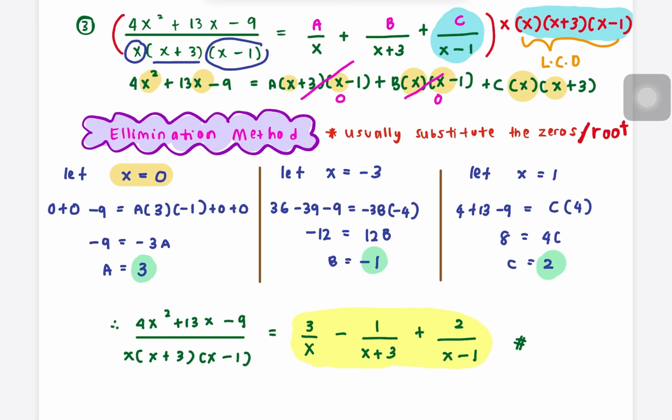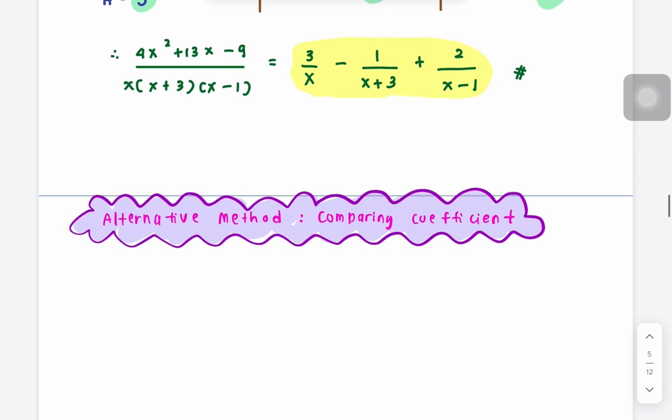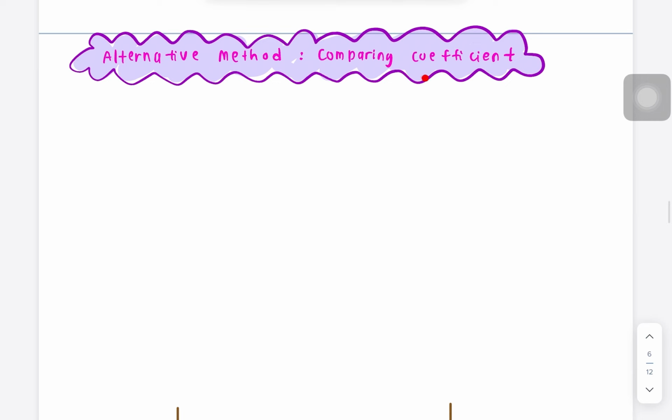The question just now, you are having 4x squared plus 13x minus 9 equal to, this is after you eliminate the denominator, after you eliminate the denominator by multiplying with the LCD. So you have this equation. So just copy this equation. Right now you want to use the second method, which is comparing coefficient.